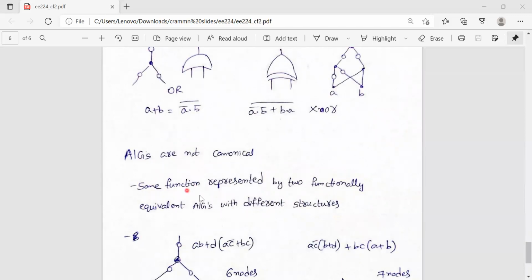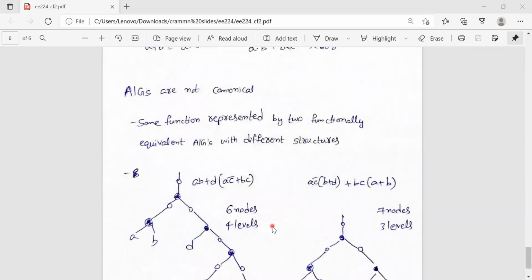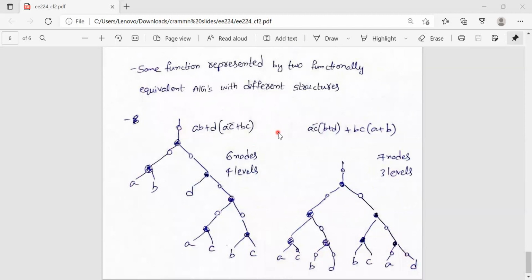AIGs are not canonical because the same function can be represented using two functionally equivalent AIGs with two different structures. These two are equal, and these are two different AIG structures. It contains 6 nodes and 4 levels. These are the levels: this is the first level, this is the second level, this is the third level, this is the fourth level. For nodes, we count the number of ANDs: 1, 2, 3, 4, 5, 6. Here the number of nodes is 7 and the number of levels is 3. These are two different AIGs, so this is not a canonical form.